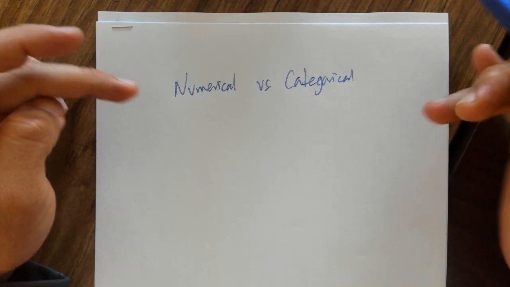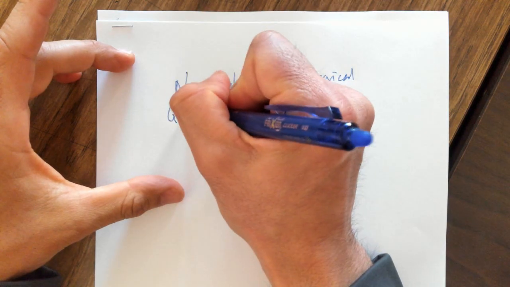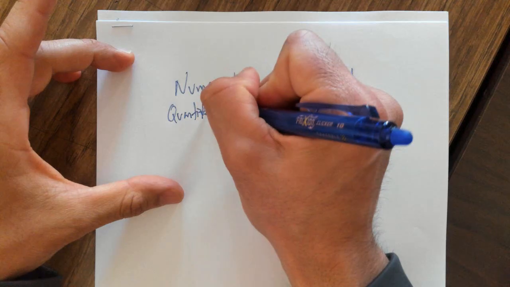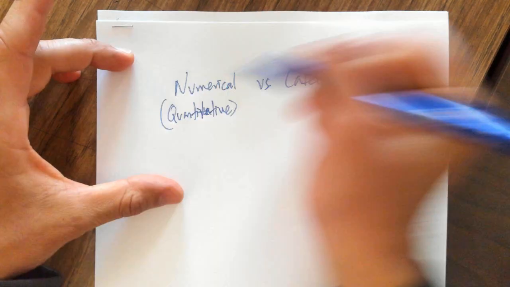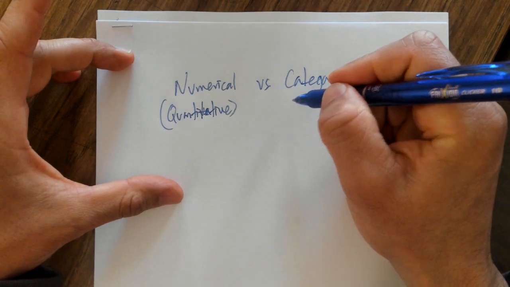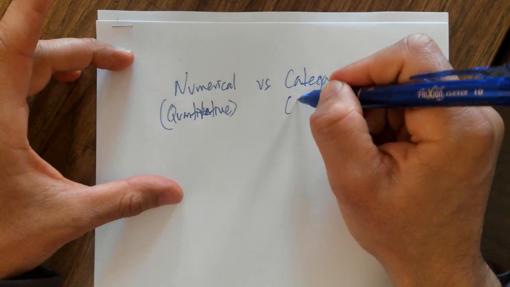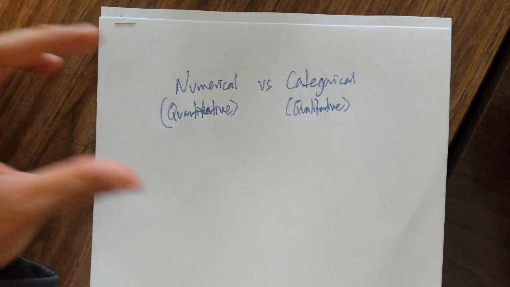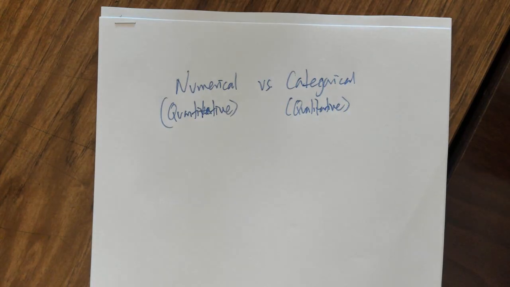Numerical meaning quantitative, right? It's another word that they use. Quantitative. And then categorical would be qualitative. Variables. But numerical and categorical are the most common ones, right? The way they express it.